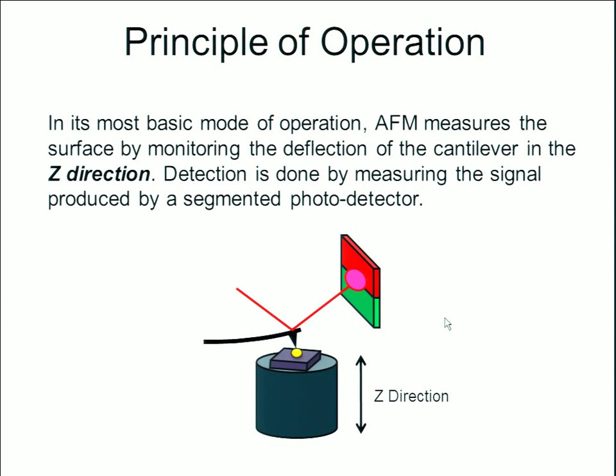So in the most basic mode, AFM measures the surface by monitoring the deflection of the cantilever in the Z direction. Detection is done by measuring the signal produced by a segmented photodetector. Typically you would have 2 segments, and sometimes you'll see 4. So you can measure basically up and down deflections, but also right and left pitching deflections.